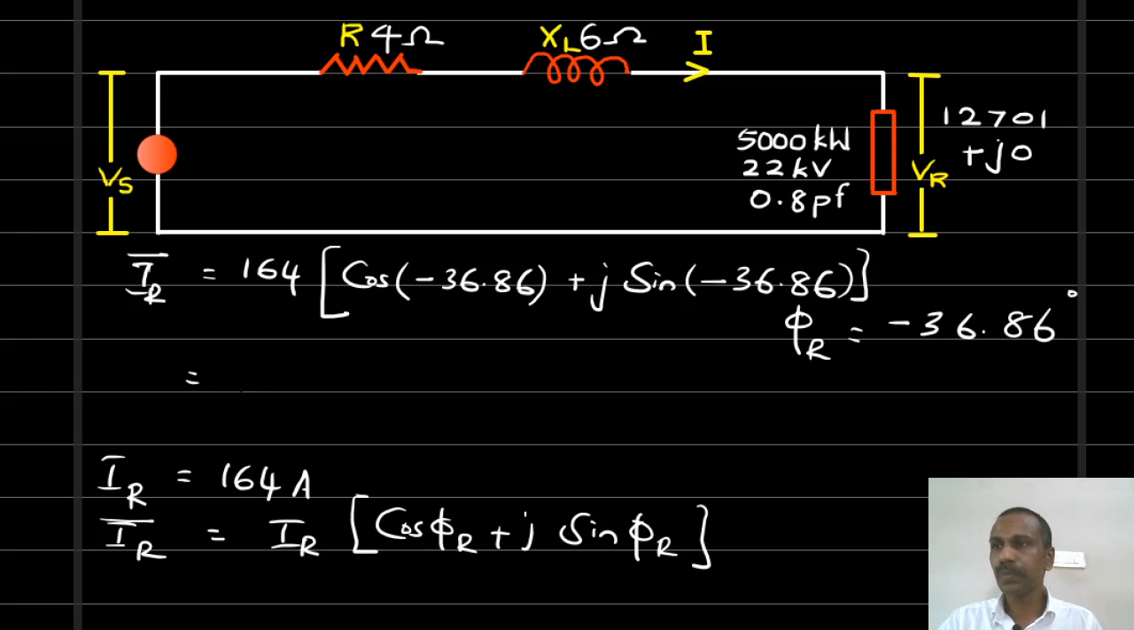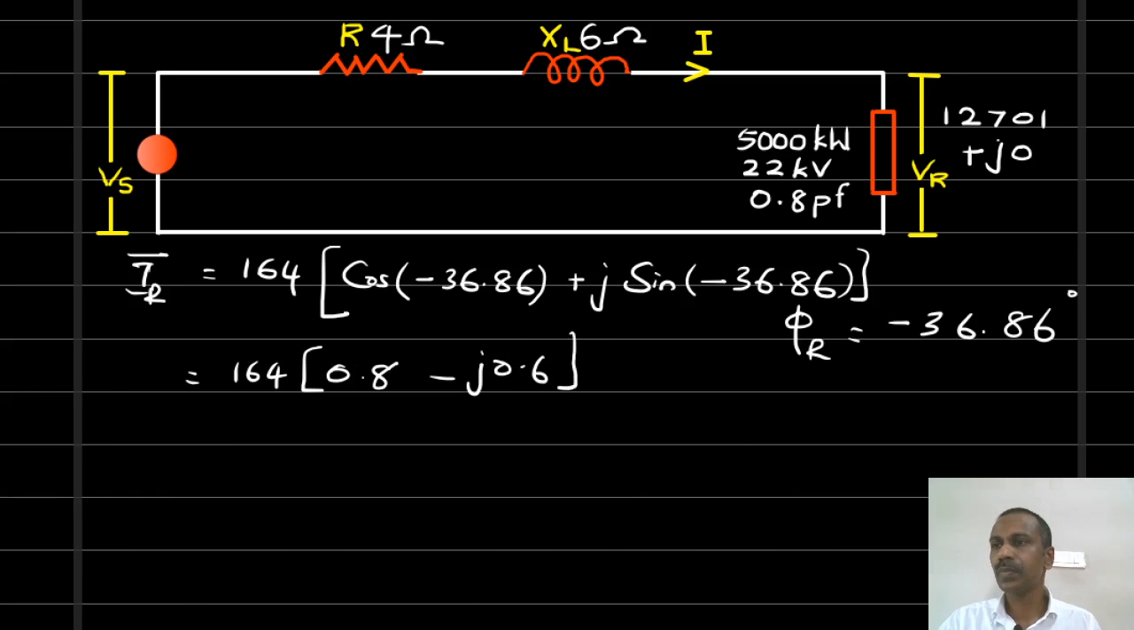So this is equal to 164 into cos of minus theta is cos theta, sine of minus theta is minus sine theta. This is equal to 131.2 minus j98.4 amperes. This is the current flowing through the line. It is 131.2 minus j98.4 amperes.